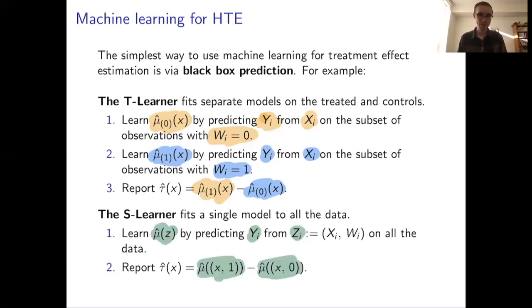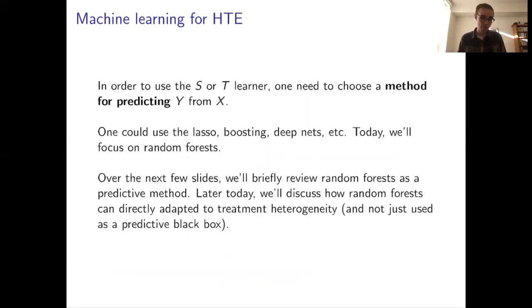Okay, simple enough. So far, I've been very open-ended about how you'd actually implement this. You need to choose some method to predict Y from either X, or from X and W. There are different choices you could make.